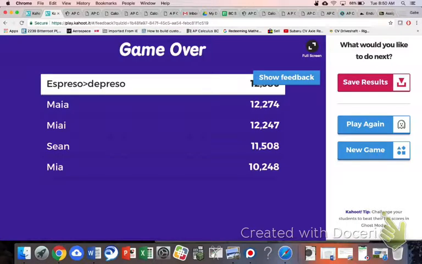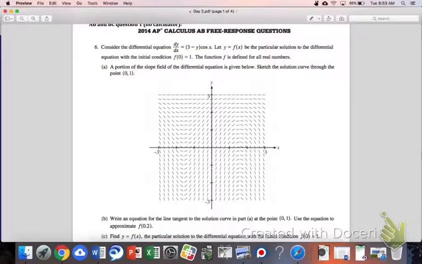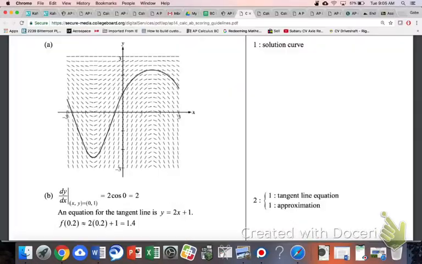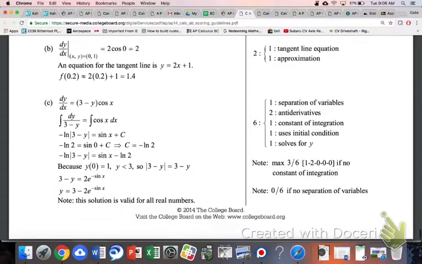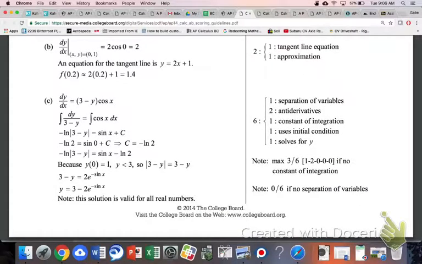Okay. Hey, we're going to hand out some FRQs, so we'll go ahead and get started with those. So let's transition over to that. Okay, here is C. Obviously, C was worth the majority of the points.